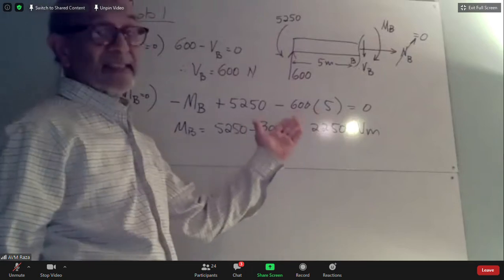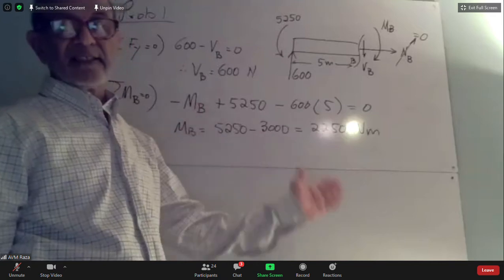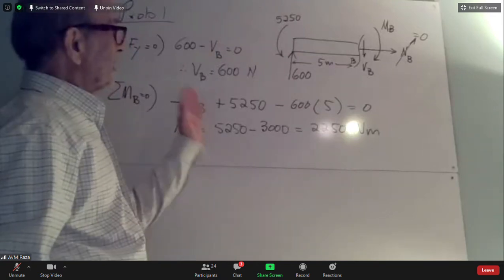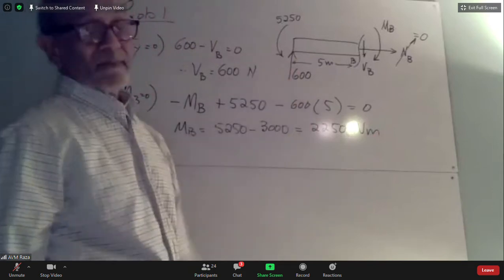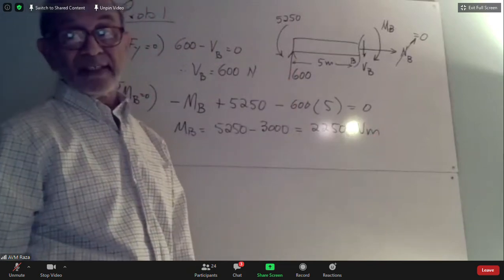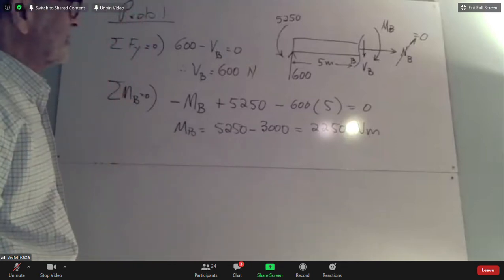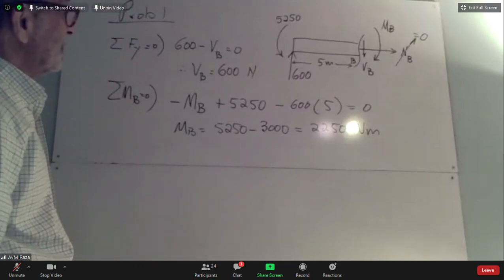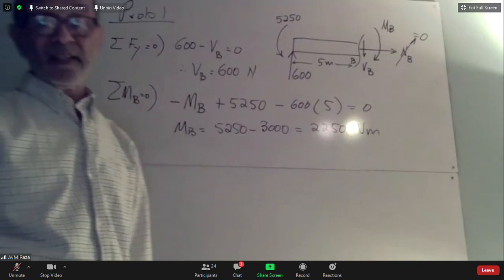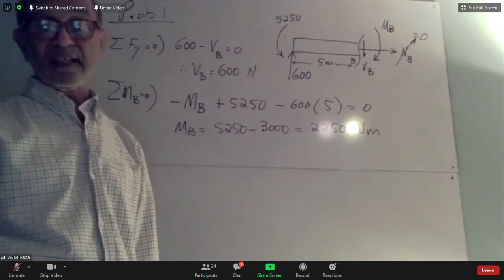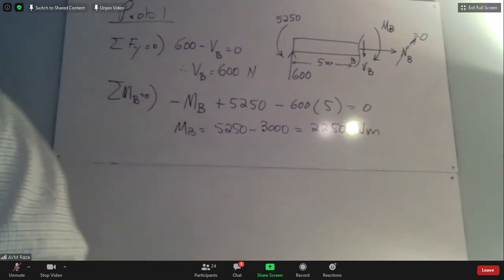So now the next thing is we need to find it for point C. Exactly the same procedure. You could again draw a free body diagram as we just did. But what I'm going to do is I'm going to find the internal loads at C by considering the right hand side of the beam. Well, I'll take a section at C, but then I'll use the right hand side. Let me show you what I mean.